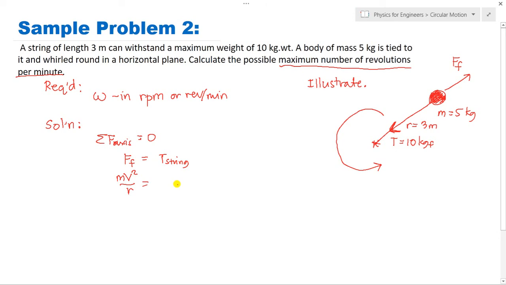And take note that tension of our string is in kilogram force. We can convert it into newtons. So let's say 10 kilogram force. So in your conversion unit, you have 1 kilogram force is equal to 9.81 newtons.